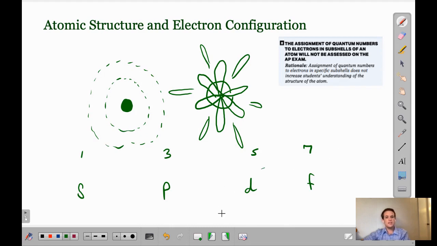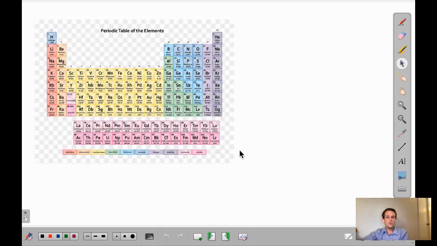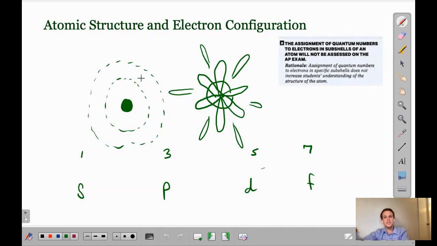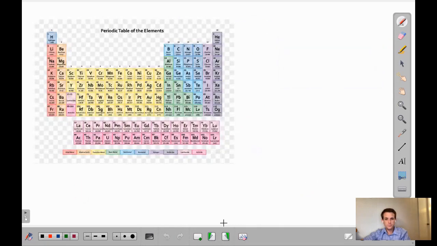So s, p, d, and f, what are we going to do with that? Well, we can use that to actually talk about the electrons. Instead of saying, oh, there are 2 in the inner orbital and this many in the next orbital, we can use this spdf notation to represent the number of electrons in an atom. So let's look at an atom. Let's just start with nitrogen because it's kind of smaller.